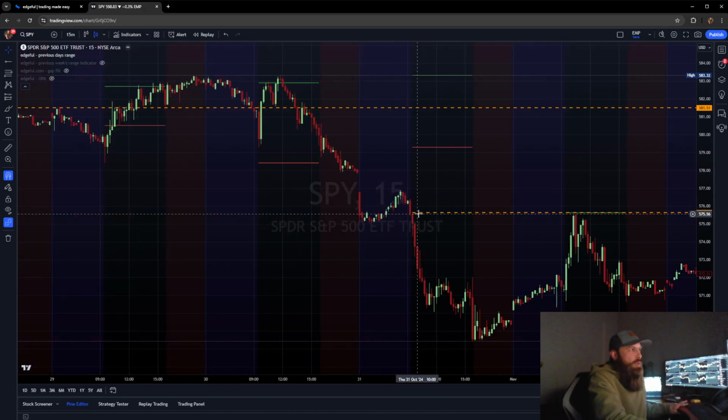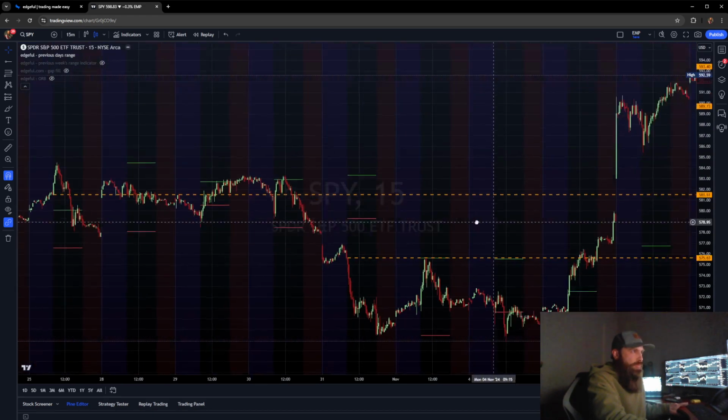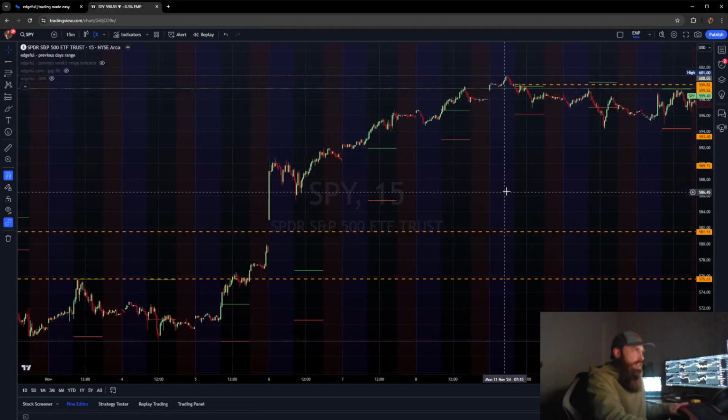But just so you can see what it looks like, here's our previous day low, our previous day high. Price opens up below previous day low. In this one, continuation downside, right? So bearish outside day, that one continued down.